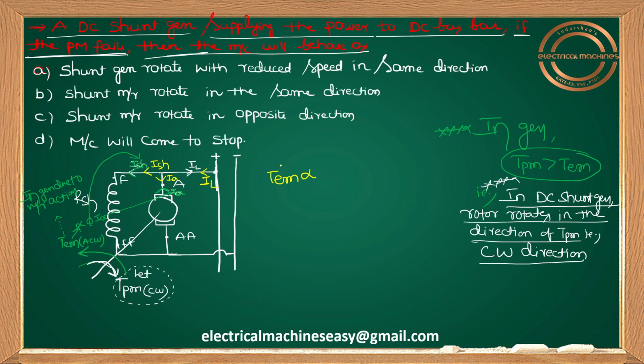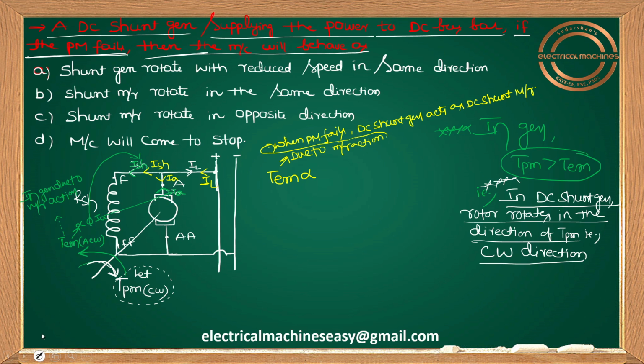This Tm is what I can say? This Tm is when prime mover fails, a DC shunt generator acts as a DC shunt motor. This electromagnetic torque is due to motor action when prime mover fails. Okay, this is enough for us.